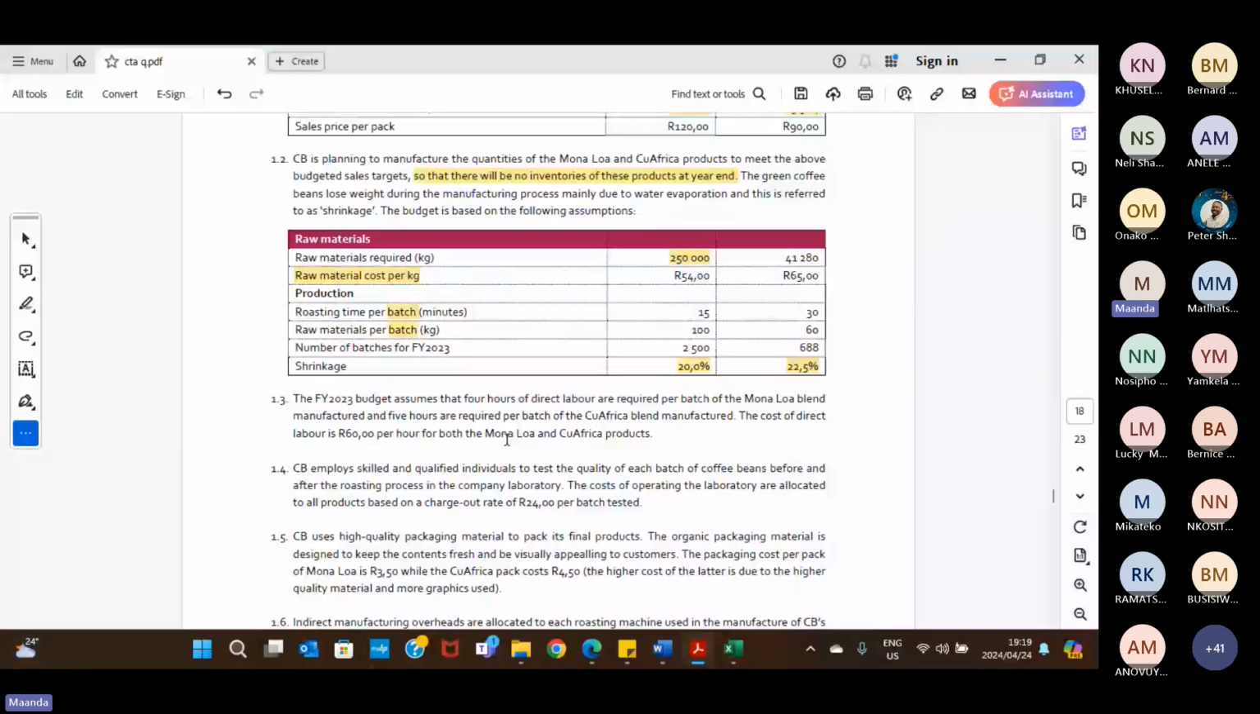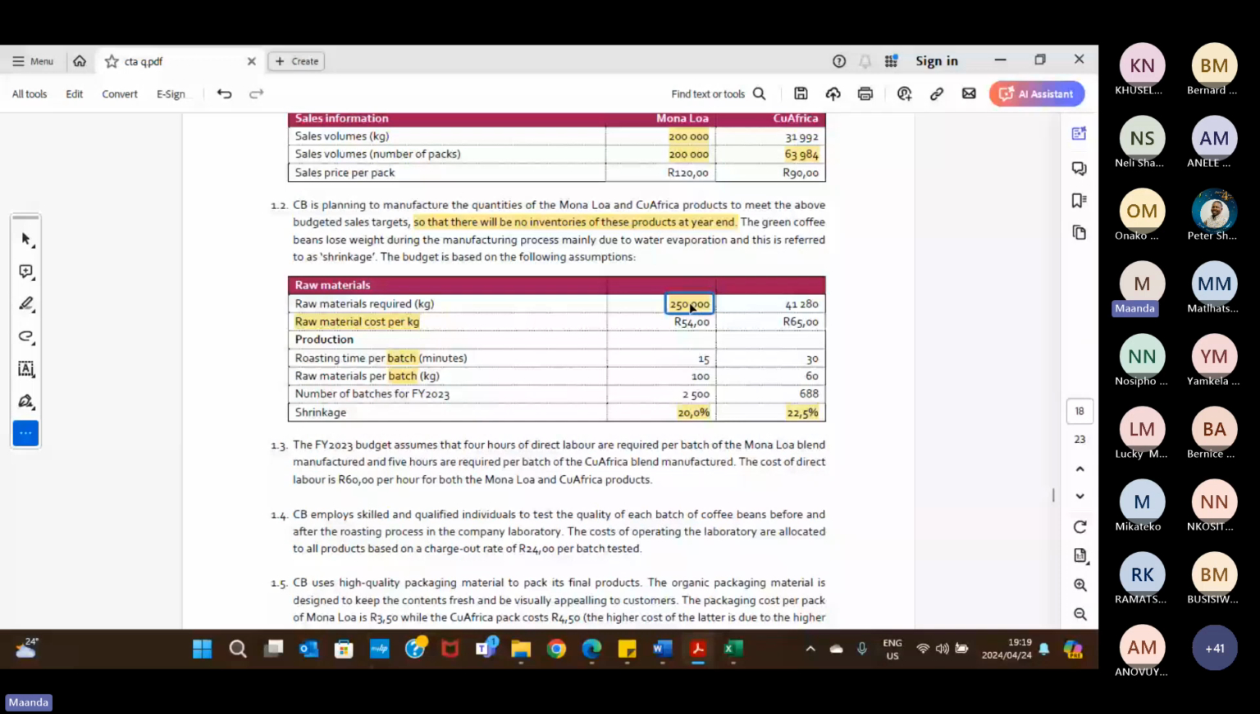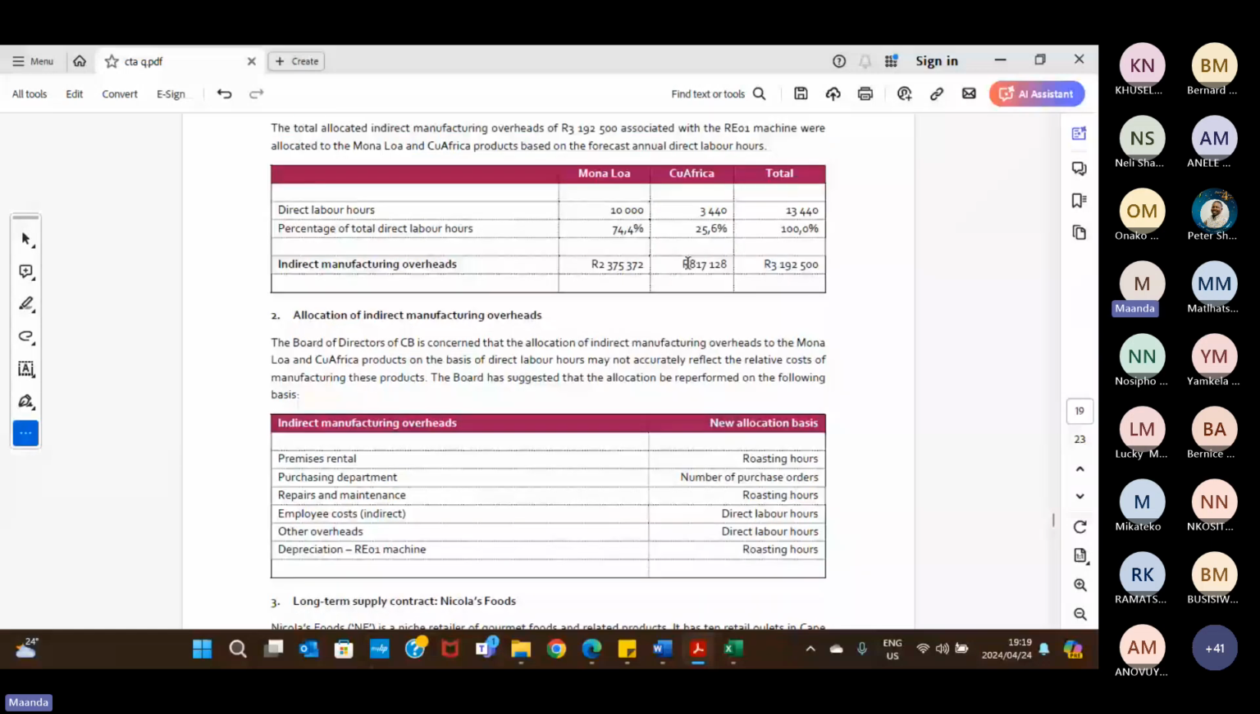Then I have the percentage of shrinkage that I was given, and I know it's 20%. Meaning, if this is my input, I'm going to get an output which is then 200,000 because of the 20%. And I'm told that there's no closing inventory, so they did that on purpose to say whatever is here is what will then be the output. So I can literally do that. All right, almost there. I'm going to speed up a bit.